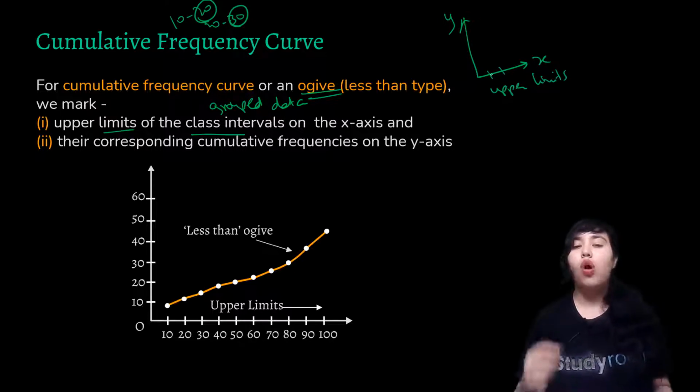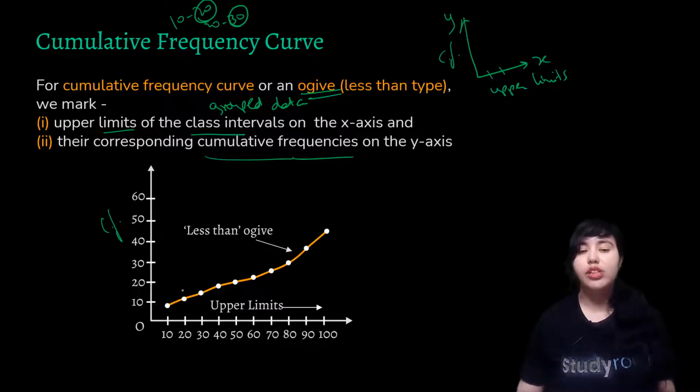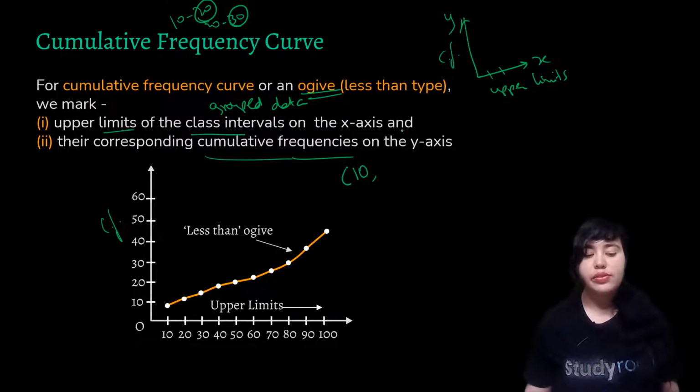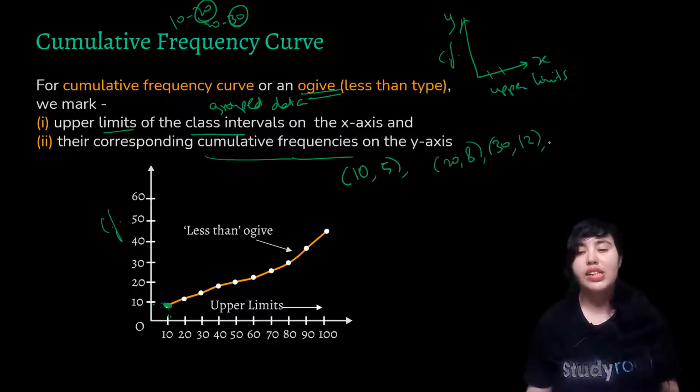So you'll have those upper limits over here. Okay, and corresponding to those classes, you will have the corresponding cumulative frequencies. So on the y-axis, we are having these cumulative frequencies. On the x-axis, we are having upper limits. So here I'm having upper limits 10, 20, 30 going on till 100, and these are my corresponding cumulative frequencies. So like for upper limit 10, my cumulative frequency is 5. Okay, so this is my point that I plot here. Then for upper limit 20, my cumulative frequency is 8. For upper limit 30, my cumulative frequency is 12, so on and so forth.